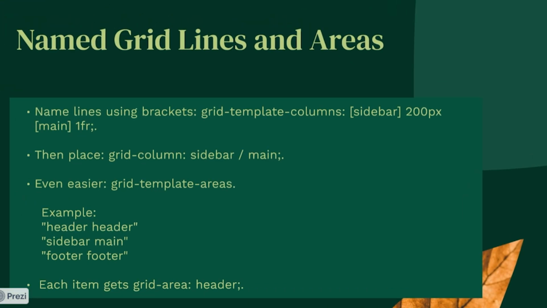And then named grid lines and areas. We can already see what grid lines and areas are in that grid diagram. CSS grid also allows us to give names to grid lines and grid areas. Instead of remembering column numbers, we can use meaningful names like sidebar, header, or main content. This makes the layout easier to understand and manage.